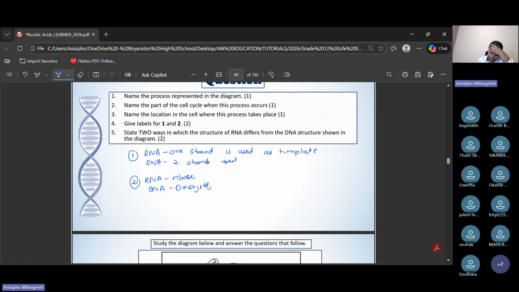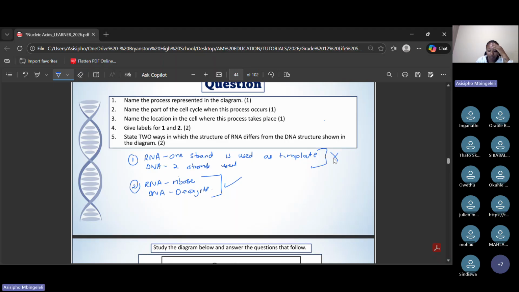Okay, so out of 2 marks, you are getting 1 mark. And that 1 mark is for the second comparison: DNA has deoxyribose sugar, RNA has ribose sugar. That's a mark. The first option is wrong.